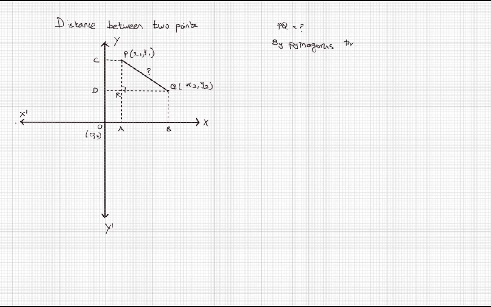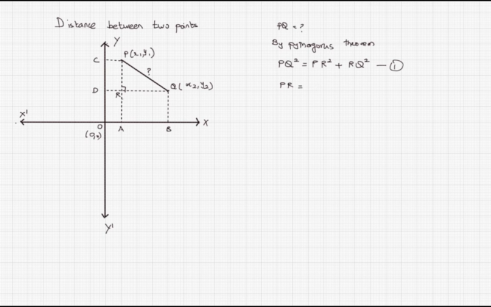So let us use Pythagoras theorem to find the distance. By Pythagoras theorem, the square of hypotenuse is equal to the sum of squares of other two sides. So PQ square is equal to PR square plus RQ square. Let's assume that is equation 1.